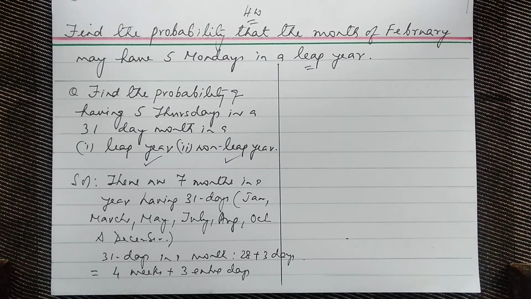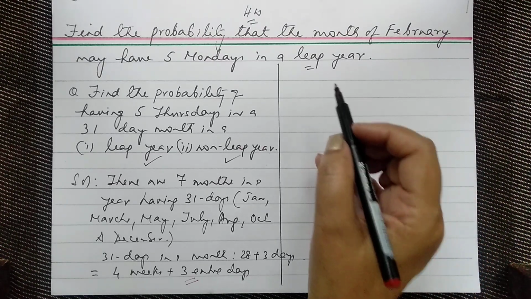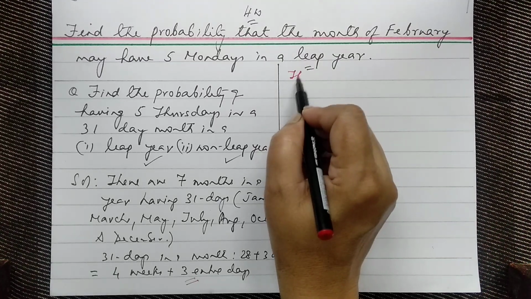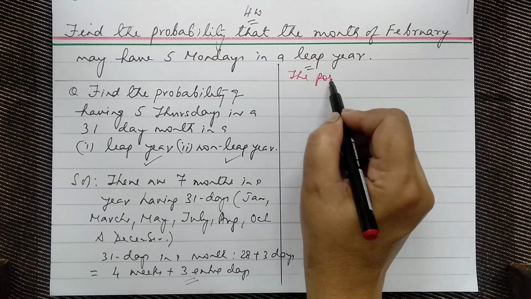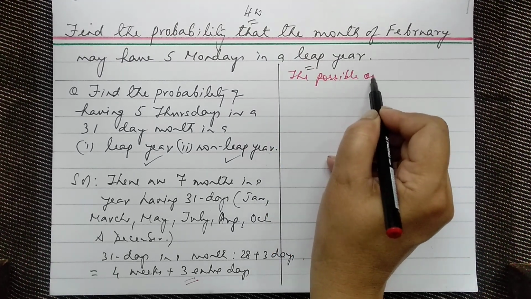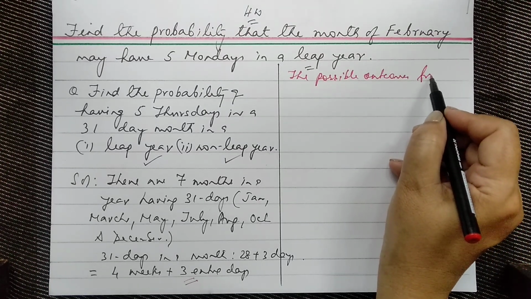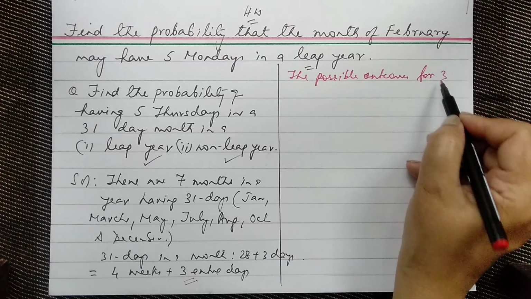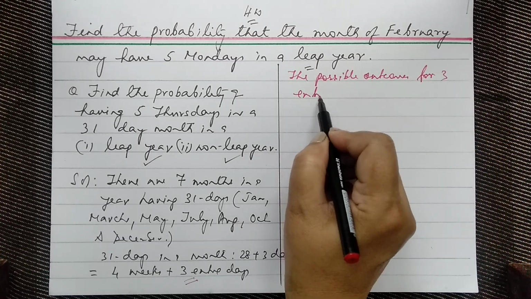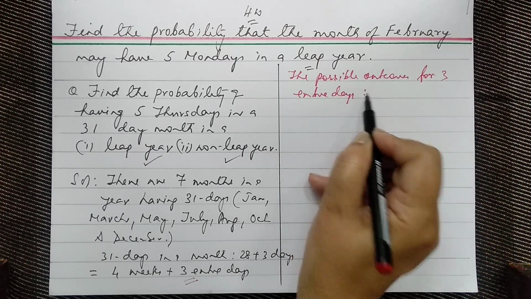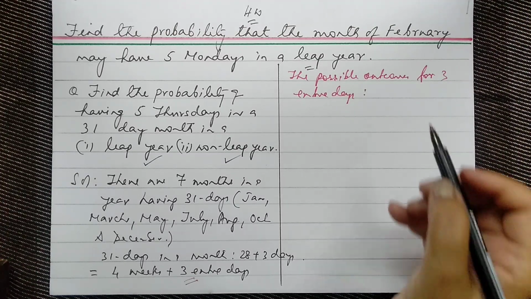Yeah. So 3 extra days. All right. Now 3 extra days will provide us some possible outcomes. Am I right? So the possible outcomes for 3 extra days would be what? Let's start.